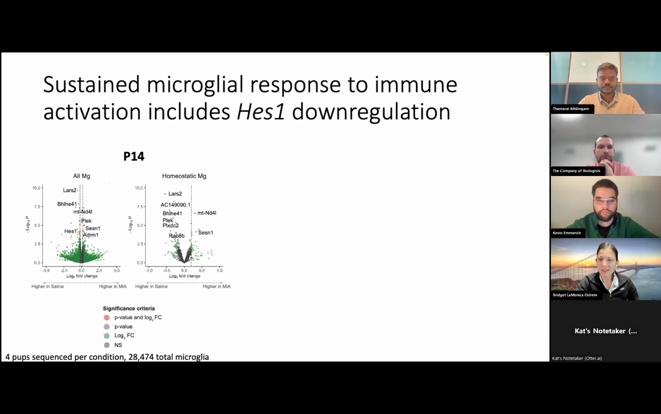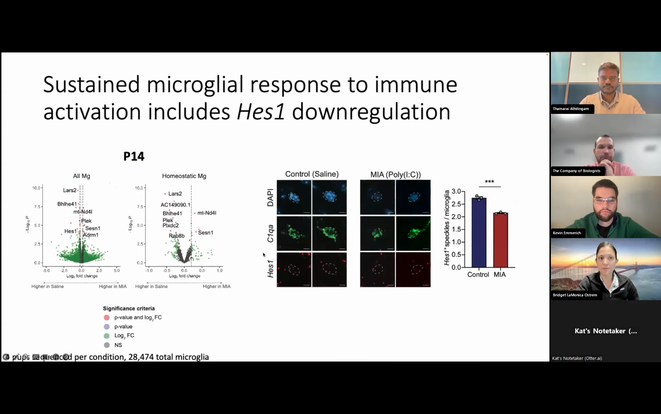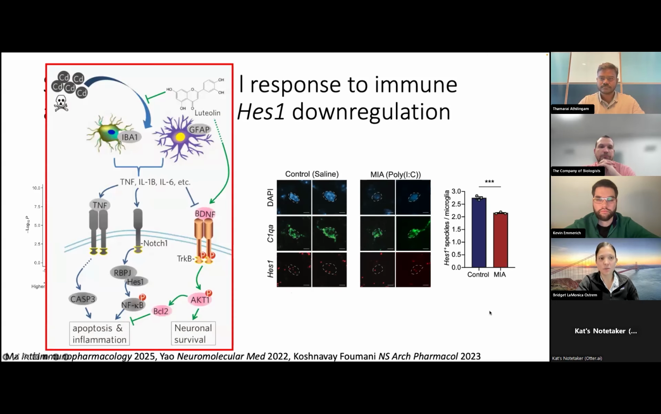And then we carried this out to postnatal day 14, where I expected to see a normalization of the gene expression profiles over 2 weeks from the stimulus. But surprisingly, we saw that some genes remained dysregulated or had changes in expression out this far. This included a gene we're very interested in exploring further, which is HES1. We also verified the reduced gene expression by RNA in situ.